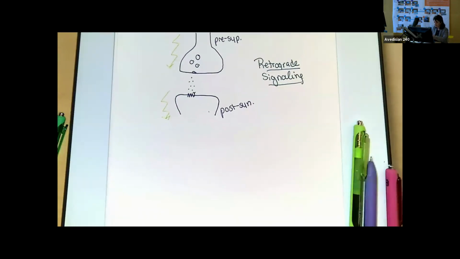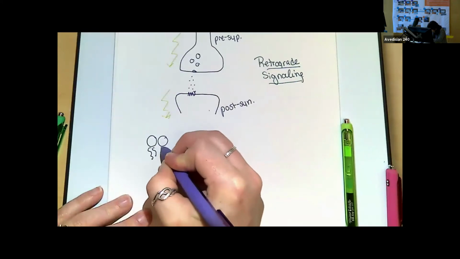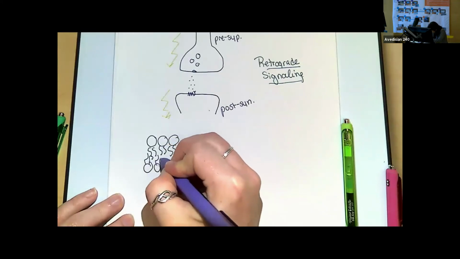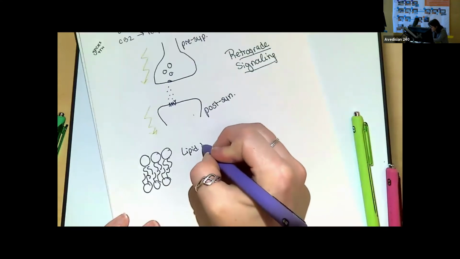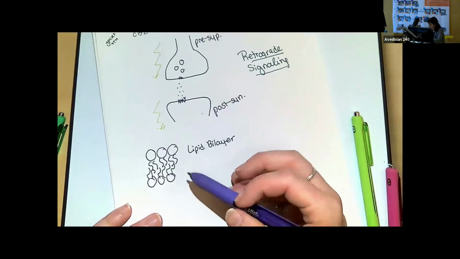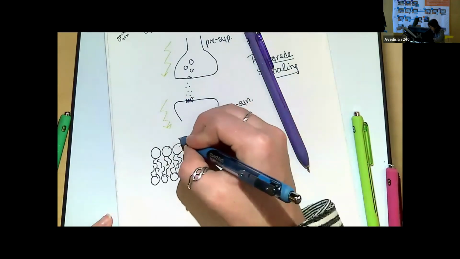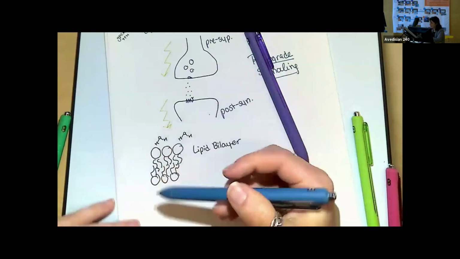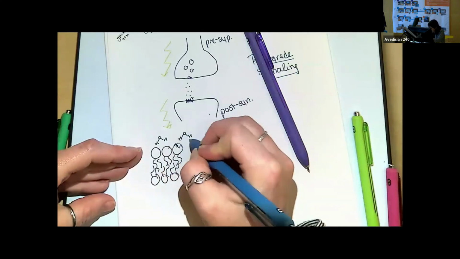I've drawn various lipid bilayers that look something like this, and I'm sure you've seen these before. This is what we're going to call our lipid bilayer, and it's what makes up the membranes in our body. Anything that is attracted to water is going to orient itself so that the other things that are attracted to water are going to be close to the water.